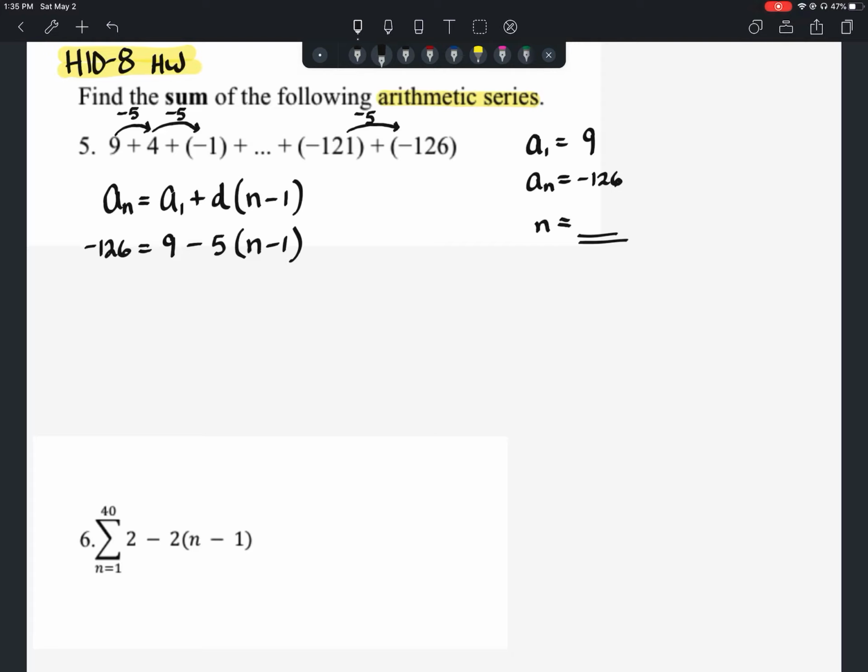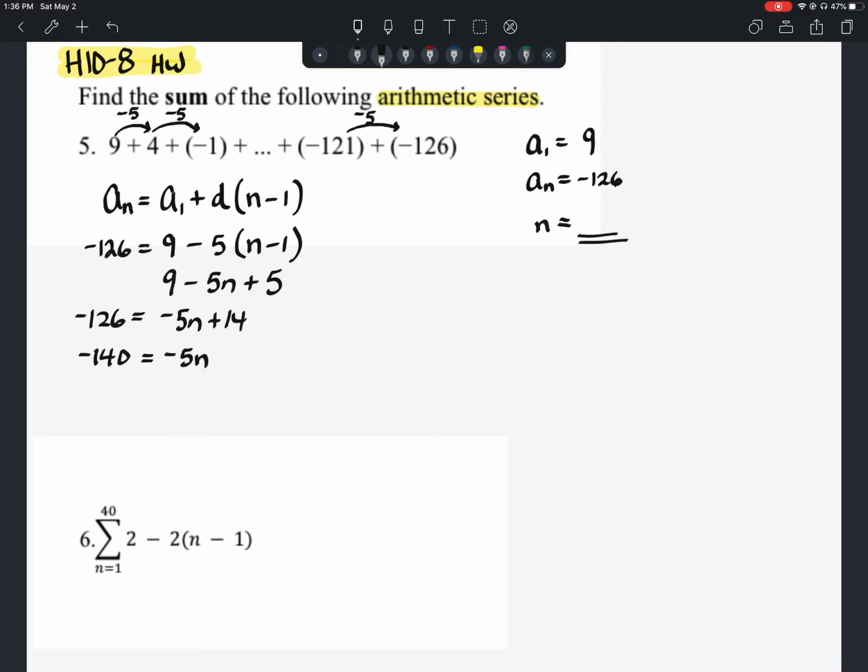And now we just need to solve it for n. So you can do it a variety of ways. You can subtract the 9 or you can distribute the negative 5 through. I'm going to do that first. 9 minus 5n plus 5. So I have negative 5n plus 14 equals negative 126. We'll subtract that 14 from each side there, so we end up with negative 140 is equal to negative 5n.